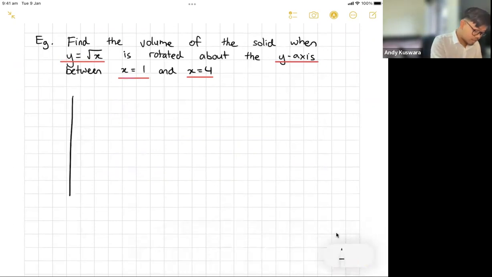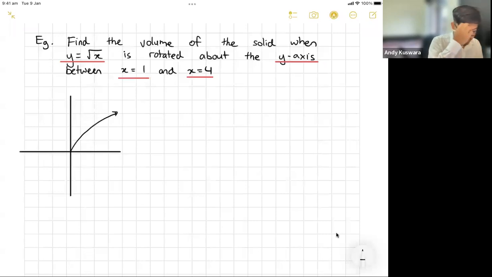Let's do a quick sketch. Start with a sketch. So we have y equals the square root of x. So that's actually going to look like this. It's kind of like a sideways parabola, but only the top half. And I'm rotating it around the y-axis. So that means I'm rotating it this way.